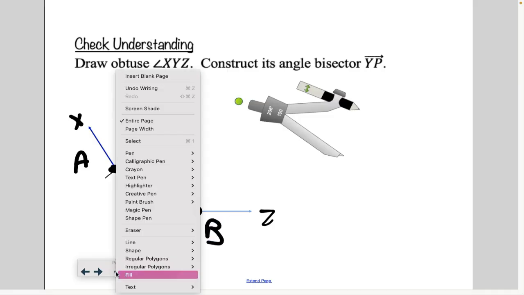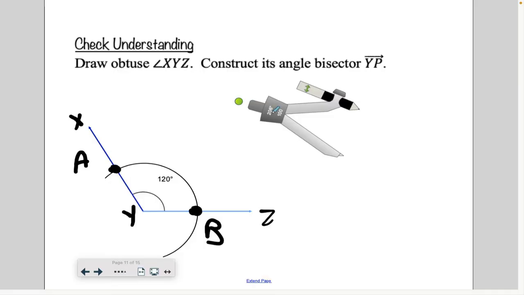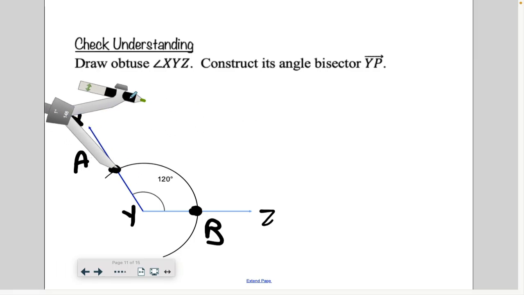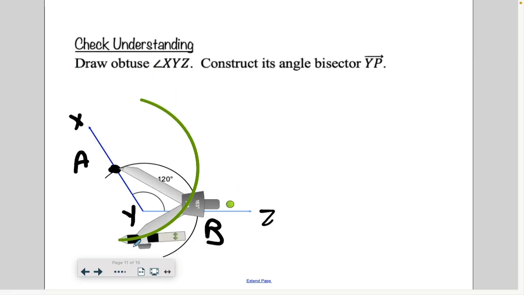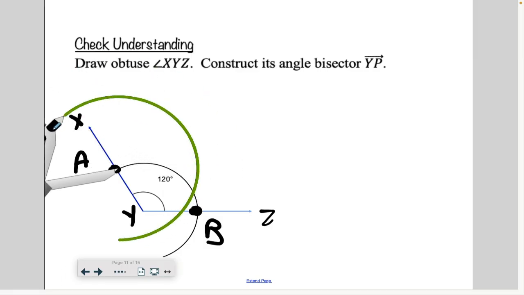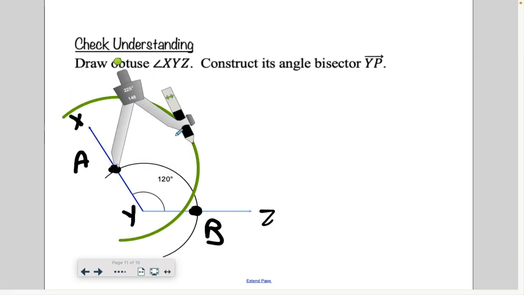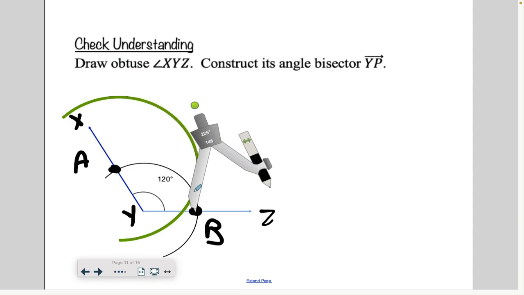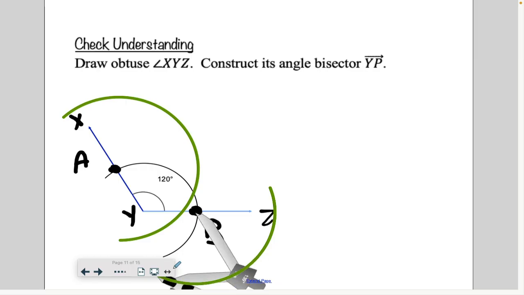Okay, I'm going to put the compass, let's change colors, on one of the points. And then I'm going to draw an arc. I'm going to draw a little bit bigger. Okay, that's from point A. I'm going to keep the same compass setting, put it on point B.